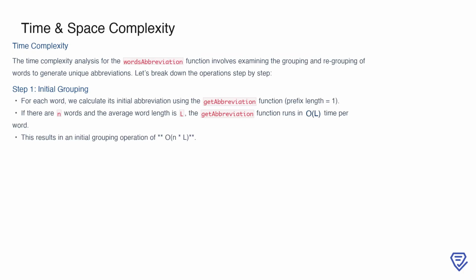The time complexity of the word abbreviation function can be understood by breaking it into 2 main steps. First, we perform the initial grouping of words based on their abbreviated forms. For each word, the getAbbreviation function calculates an abbreviation using a prefix length of 1. Since this function operates in O(L) time for a word of length L, and there are n words to process, the time complexity for this initial grouping step is O(n * L). This gives us an efficient starting point for handling the words, but more work is required to ensure uniqueness.